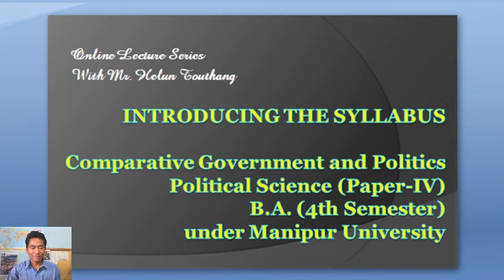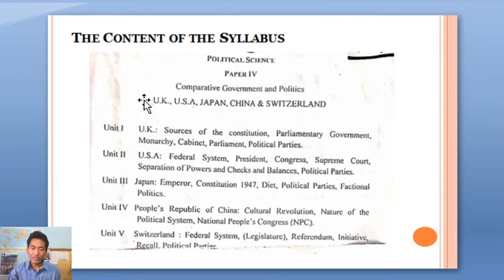To begin with, I will briefly introduce our syllabus. As you can see here, the title of our paper is Comparative Government and Politics. In other words, it is simply War Constitutions. Political Science Paper 4, BA 4th semester under Manipur University. This is how the content of the syllabus looks like. As usual, it has 5 units. Each unit contains the constitutions of one country each.